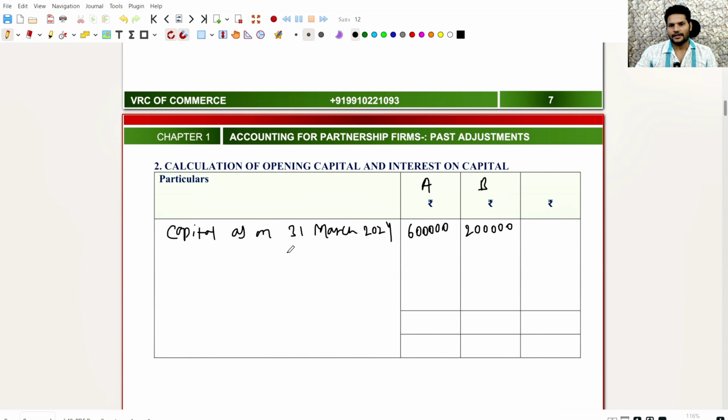Now, whenever you have to calculate the opening capital, you need to use the formula we already did in class 11th as well. So what is the formula? Closing capital plus drawing minus profit. So let's add the drawings.